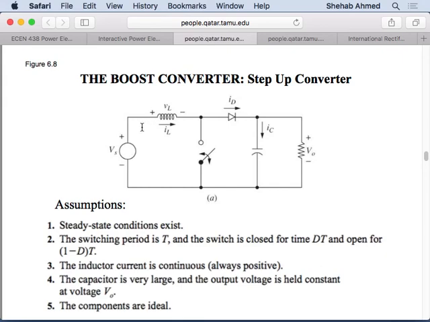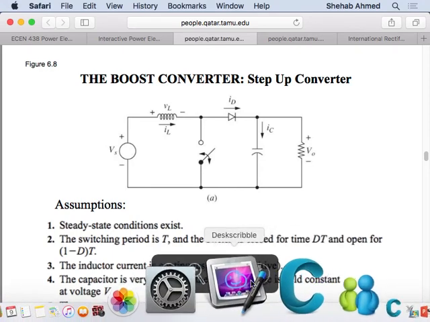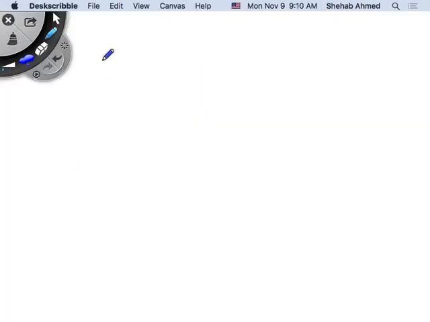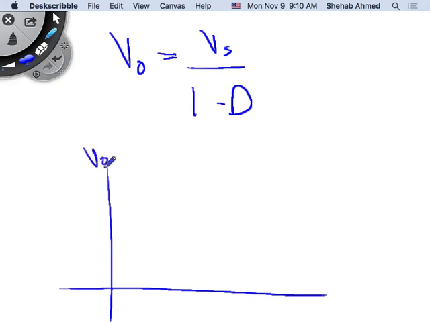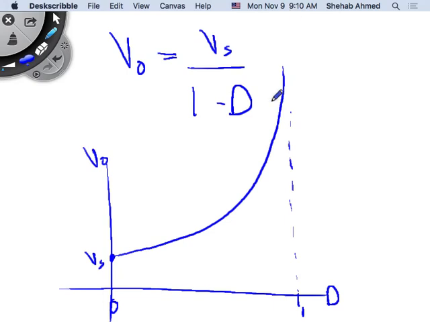So the more you increase duty ratio, so I was trying to say this. We said that the output voltage in a boost converter is equal to the input voltage over 1 minus D. Draw V output versus duty ratio. At duty ratio of 0, what is V output? Vs. At duty ratio of 1, what is V output? Exactly. This is assuming a lossless circuit.